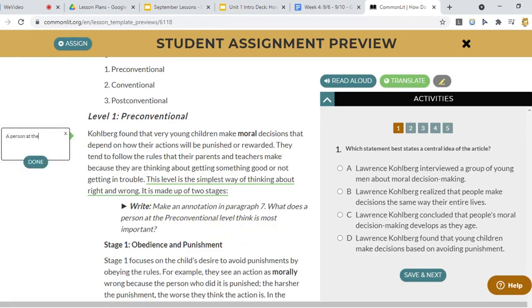A person at the pre-conventional level only wonders if they'll get rewarded or punished for their actions. That's it. Am I going to get a reward, or am I going to get hit or punished or whatever? Am I going to get candy, or am I going to get grounded? What's going to happen to me if I do this thing? Is someone going to pay me $500, or are they going to throw me in jail? That's the most basic level.